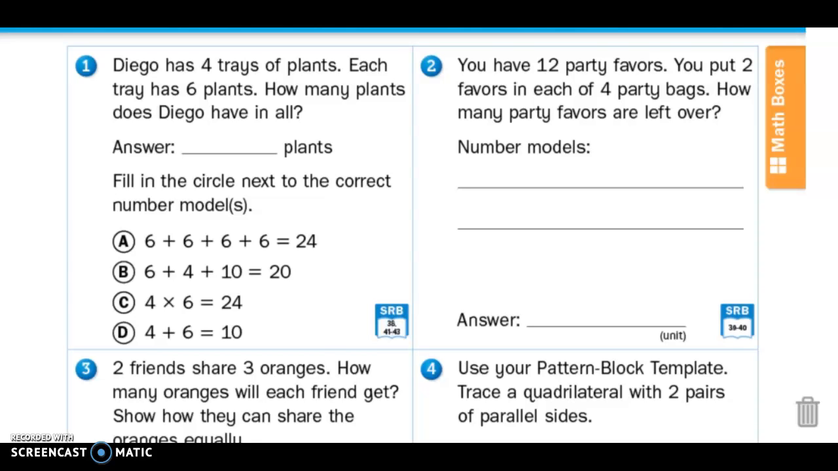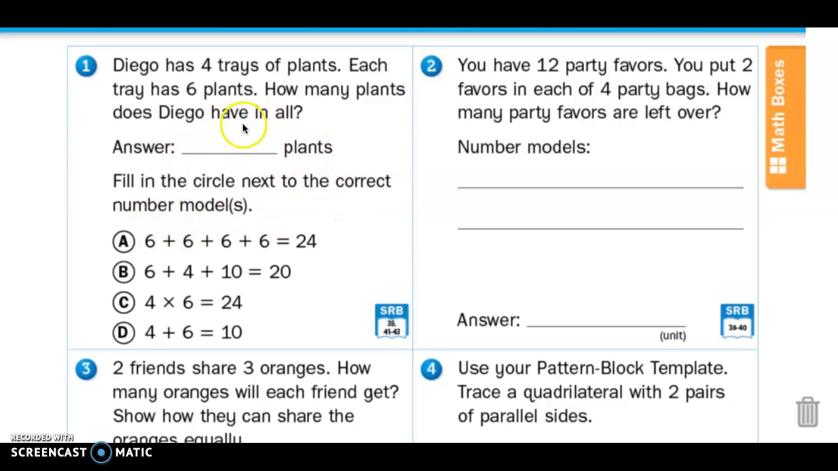All right, and finally for lesson 2-12, this is your math boxes. Number 1 says Diego has 4 trays of plants. Each tray has 6 plants. How many plants does Diego have in all? Answer: how many plants? Then this second part is fill in the circle next to the correct number models.